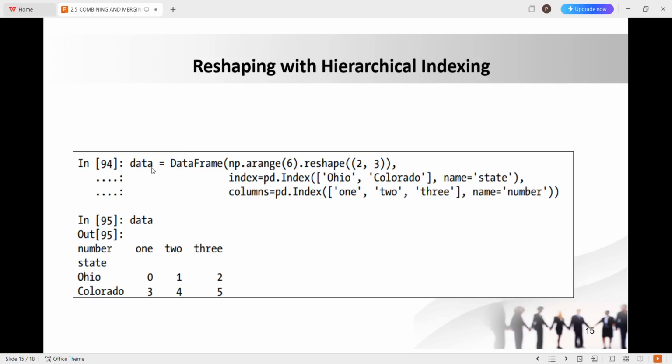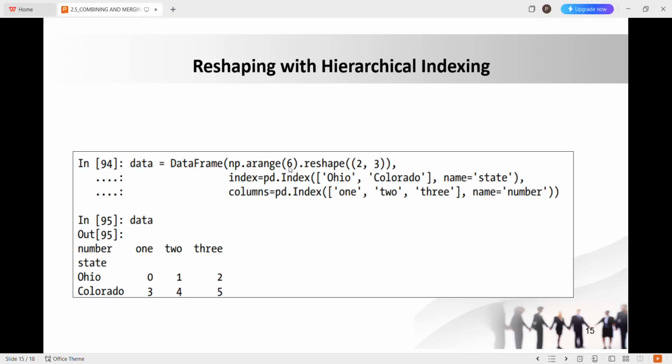Now here the first command: data is equal to DataFrame of np.arange(6).reshape(2, 3). When I give a range of 6, it is going to take the values from 0 to 5, totally 6 data values, and reshape 2, 3. That means whatever my data from 0 to 5, it is rewritten as 2 rows and 3 columns.